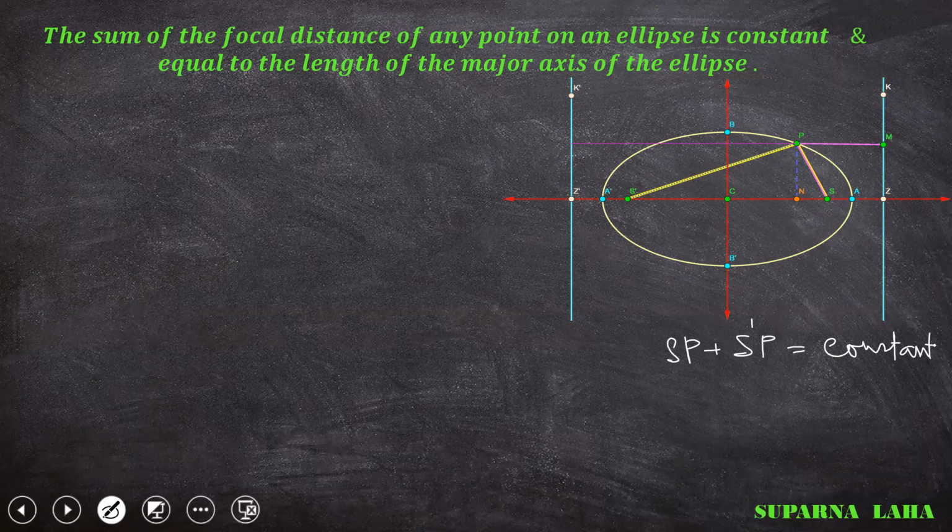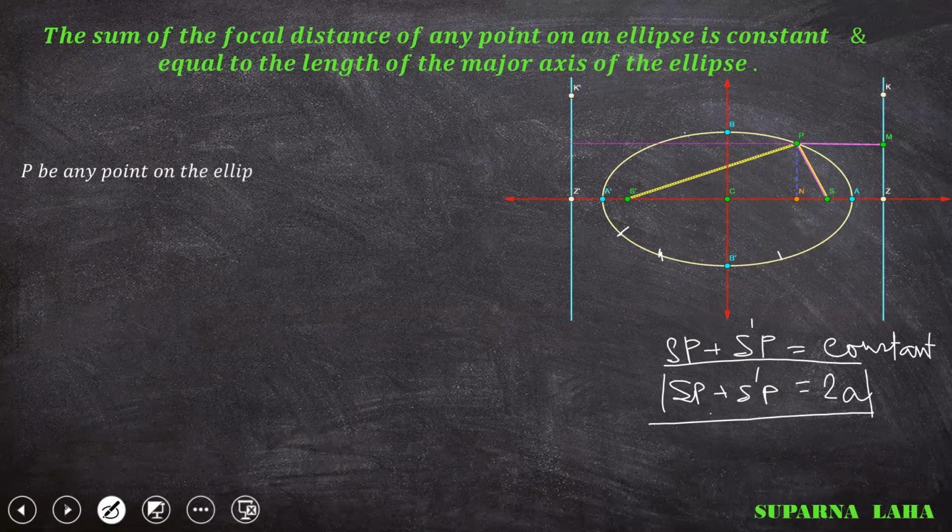We can choose the point P here also, here also, here also. Any point you choose, just find its focal distances and sum them, that is SP and S dash P. This is always constant, and the value of the constant is 2a. Okay, so SP plus S dash P is always equal to 2a. Now we need to prove this. So here we are taking the major axis as the x-axis, and the minor axis as the y-axis.